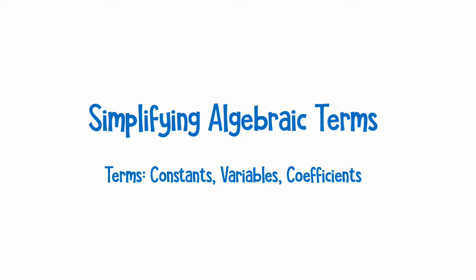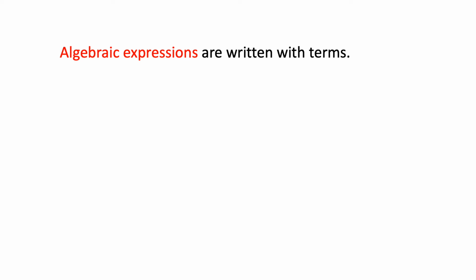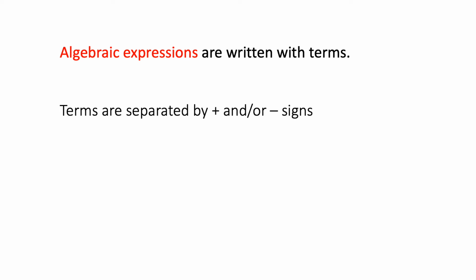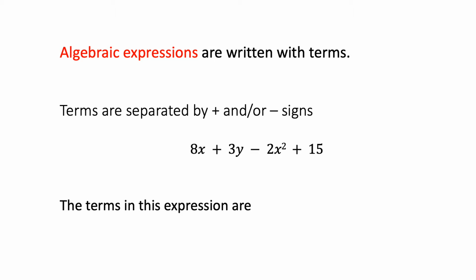In this chapter, we're also looking at the vocabulary of algebraic terms. Algebraic expressions are written with terms, and terms are separated by plus or minus signs. For example, 8x plus 3y minus 2x squared plus 15. This expression has four terms. The terms are 8x, 3y, negative 2x squared, and 15.